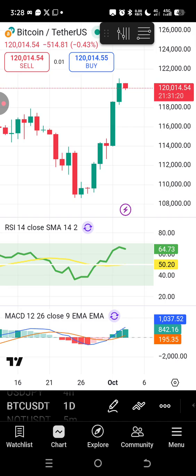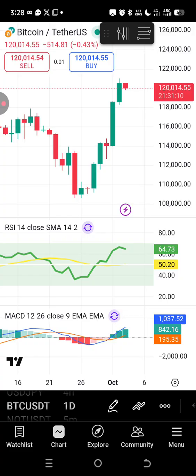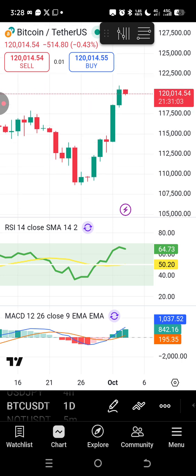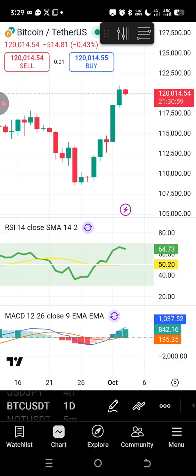Like you can see right here, we have different time frames. I'm currently on the daily time frame. We have the 4 hour time frame, 1 hour time frame, and so on. So you want to choose which particular time frame you want to be in. This market has been configured already, so all I need to do is come and tap here.